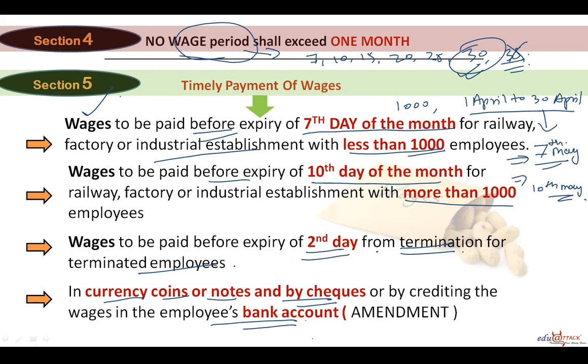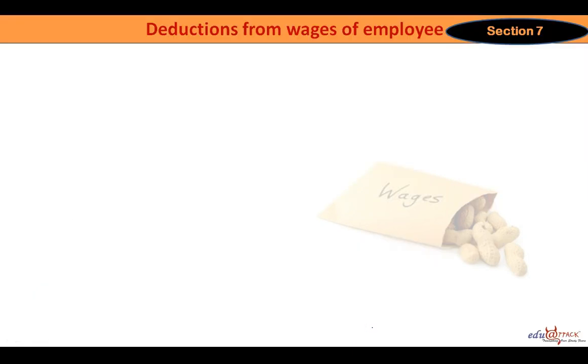Earlier, what was the case is, if an employer wanted to credit the wages to an employee's bank account, he used to take permission from the employee on whether he could transfer money to his bank account or not. So an amendment came here. There is no need to ask any employee before transferring the money to his bank account. Clear? So section 5 finishes here.